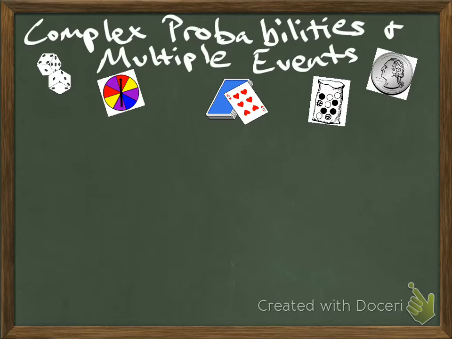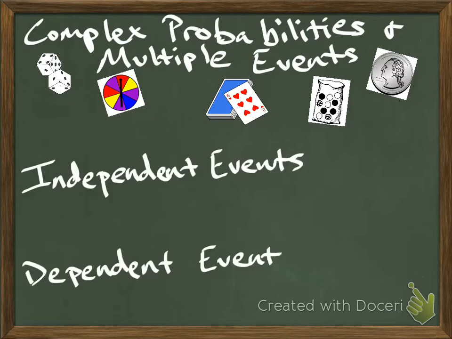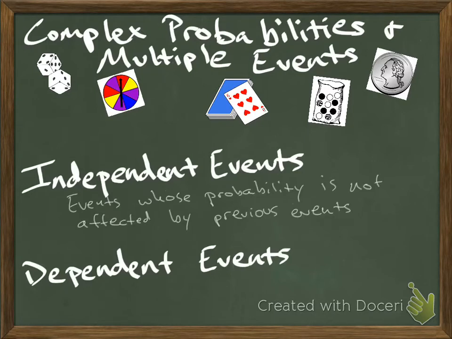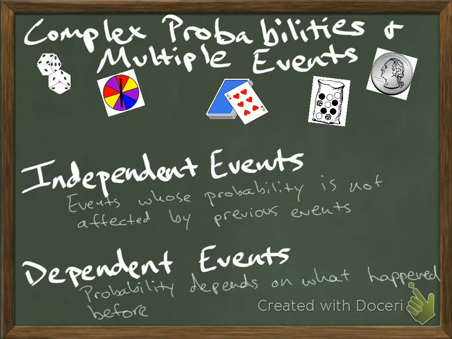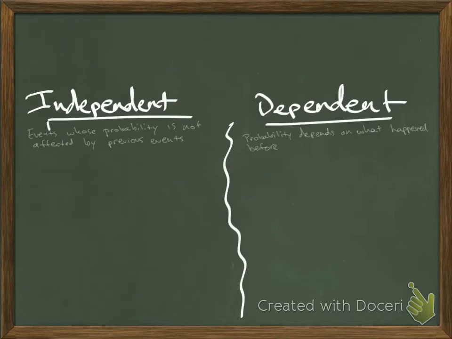The first thing that we need to understand when we talk about complex or compound probabilities of multiple events is we need to understand the idea of independent events and dependent events. When we say independent events, we're talking about events whose probability is not affected by previous events that have occurred. When we talk about dependent events, we're talking about events where the probability does depend on what's happened before. Let's go ahead and use some of our examples and see if we can categorize what we're going to do as independent or dependent events. I've got our definitions down there to remind us what they are.